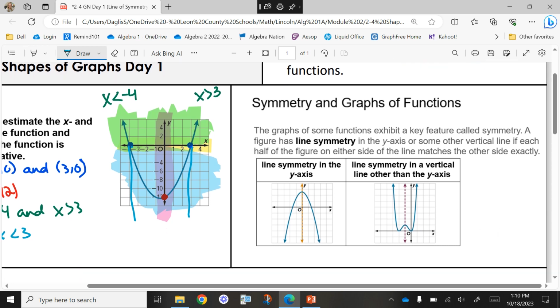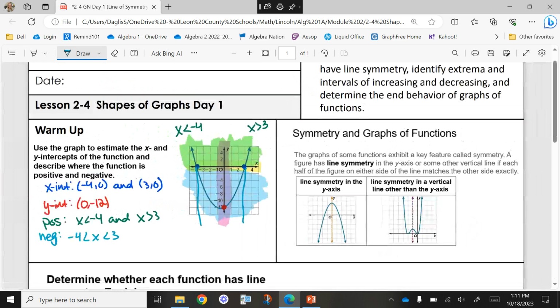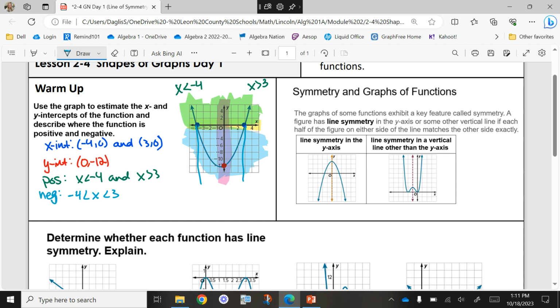The graphs of some functions exhibit key features called symmetry. A figure has line symmetry in the y-axis or some other vertical line if each half of the figure on either side of the line matches the other side exactly. So in a parabola, that line of symmetry is at the vertex. Drawing a line through the vertex shows a line of symmetry when it comes to our quadratics. So keep that in mind.